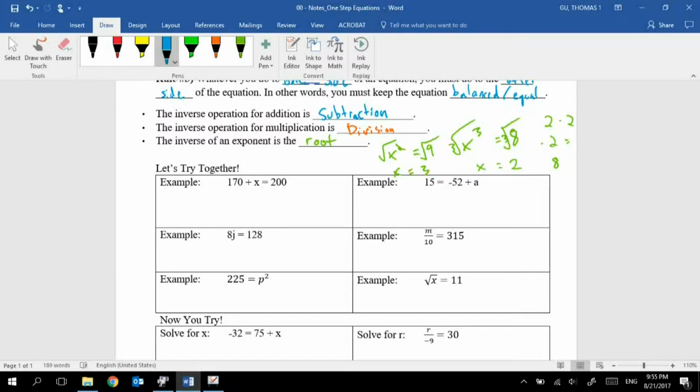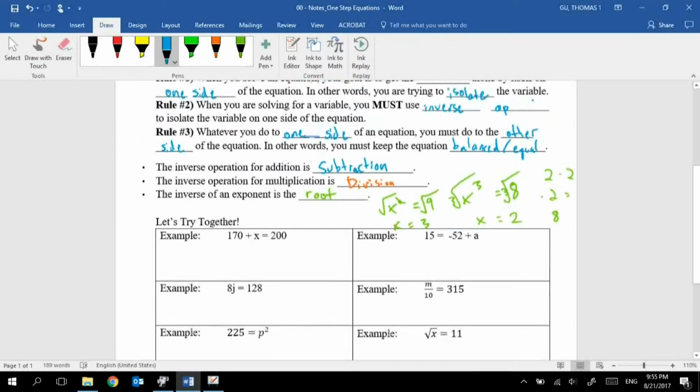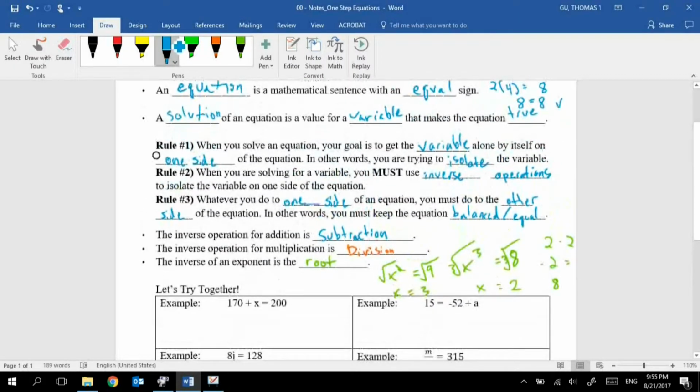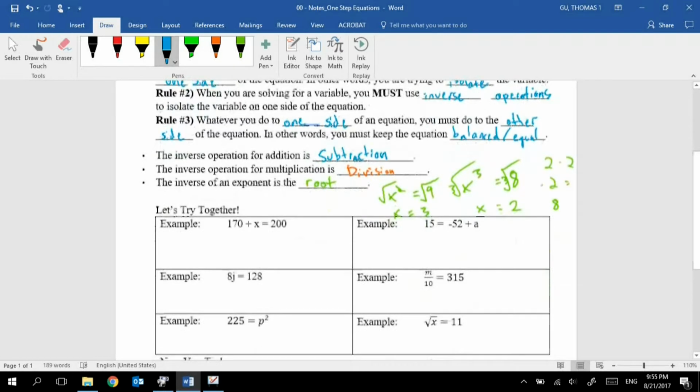So here we go. Let's do the first one. Example number 1. 170 plus x equals 200. Remember, what are we trying to do? Let's scroll up and check our notes. We're trying to isolate the variable. We're trying to get the variable or that letter, that x or that a, or that j. We're trying to get those by themselves. So let's get it by itself.